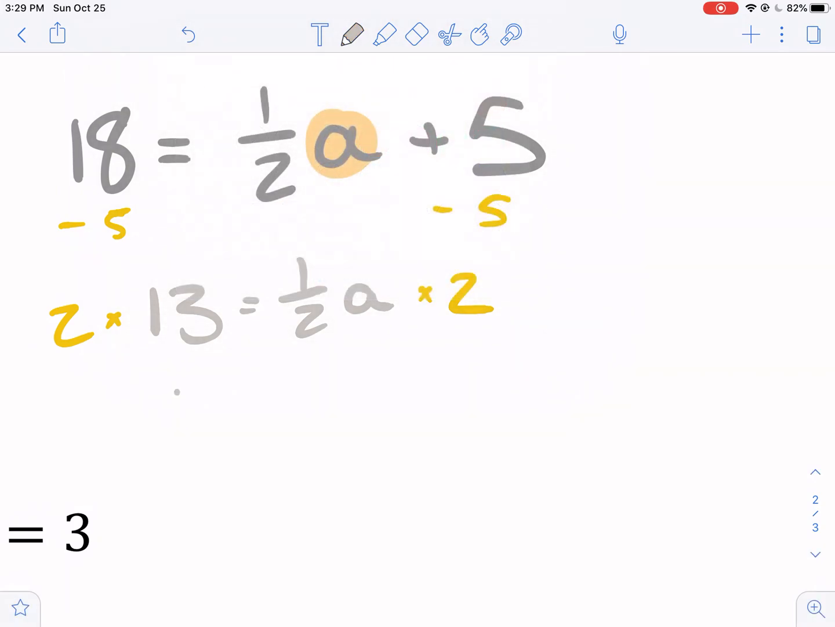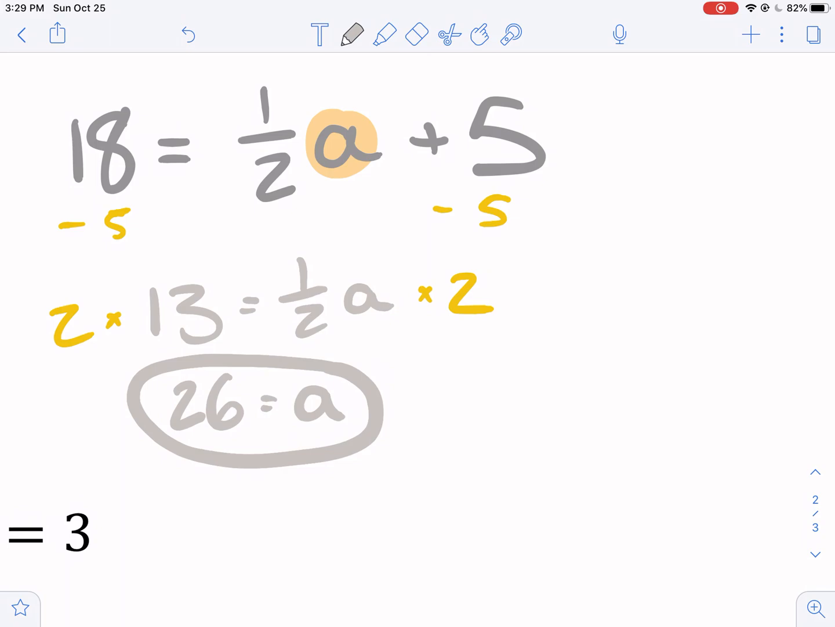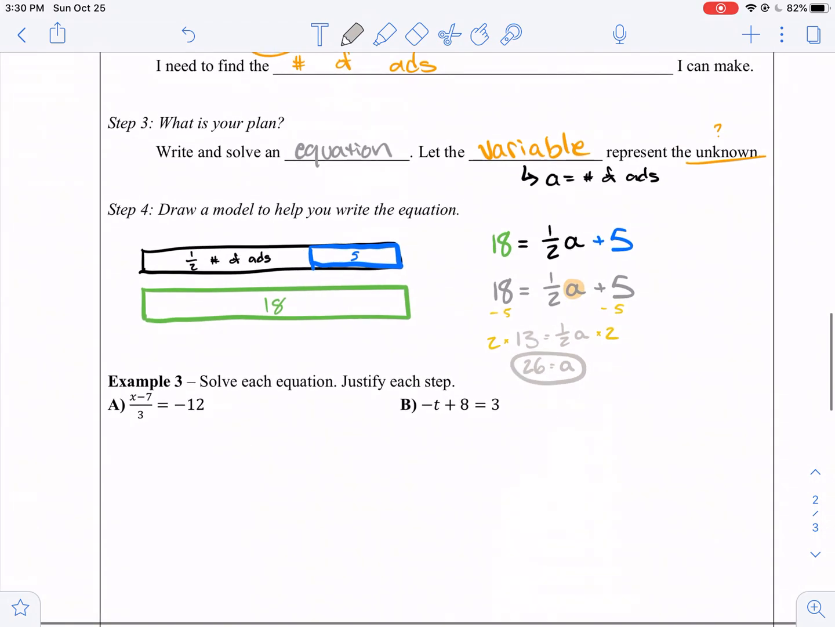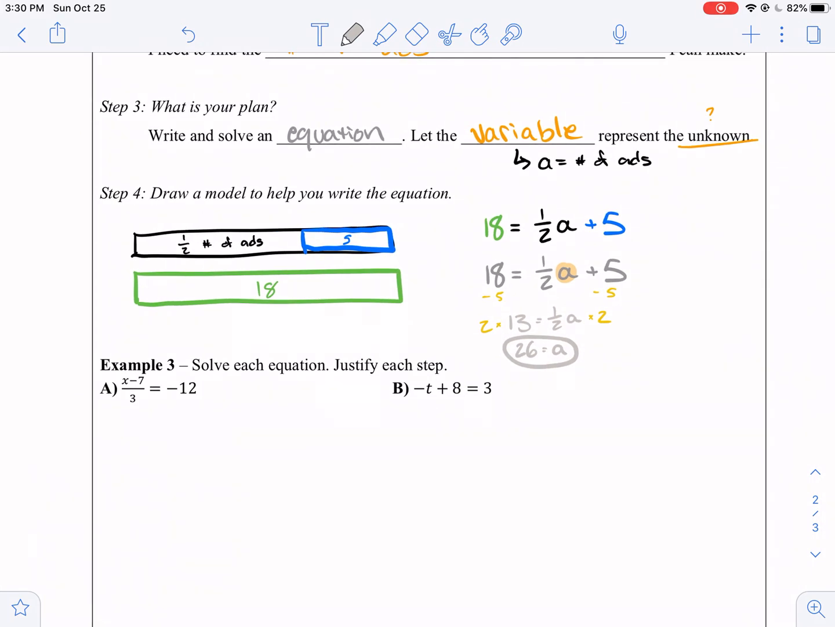And we're left with 26. I almost said 16. We're left with 26. So 26 is the number of ads that we can make. So final answer, I kind of ran out of room. We'll say 26 ads over here.